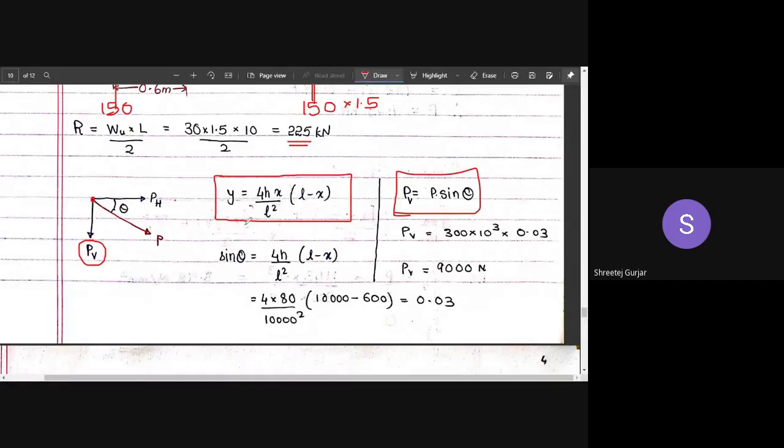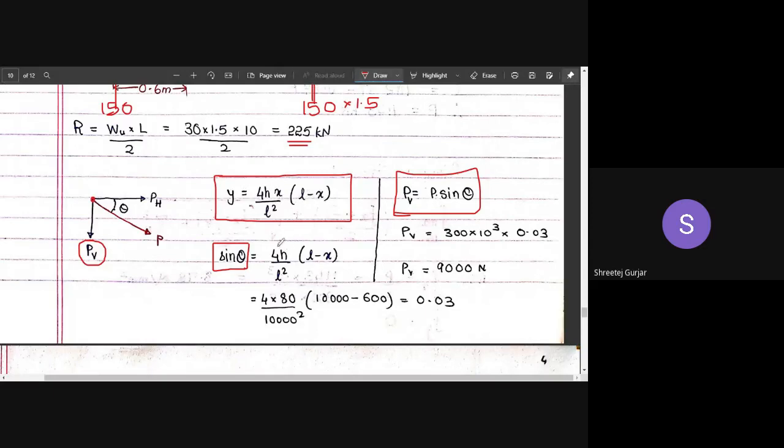Now, if you find the derivative of this with respect to x, dy by dx of this particular equation is equal to sine theta. Remember this, okay? So sine theta is equal to 4h by L square into (L minus 2x).